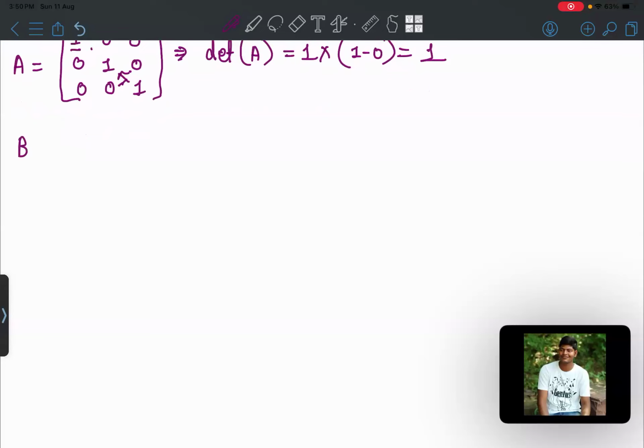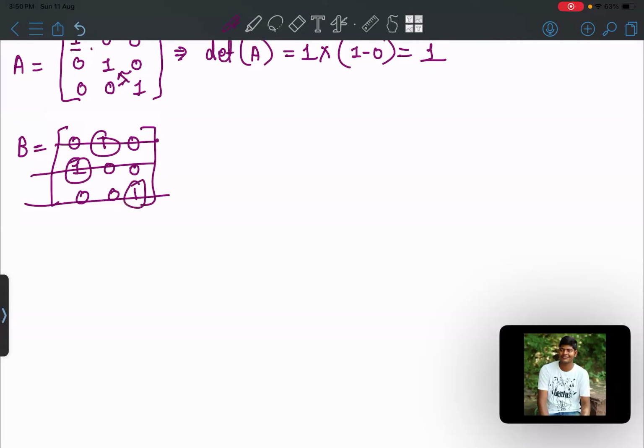Suppose I have another matrix B: 0, 1, 0, 1, 0, 0, 0, 0, 1. This is also a permutation matrix, since in row 1 it has only one 1, in row 2 only one 1, in row 3 only one 1. Similarly, in each column only one 1 is present.